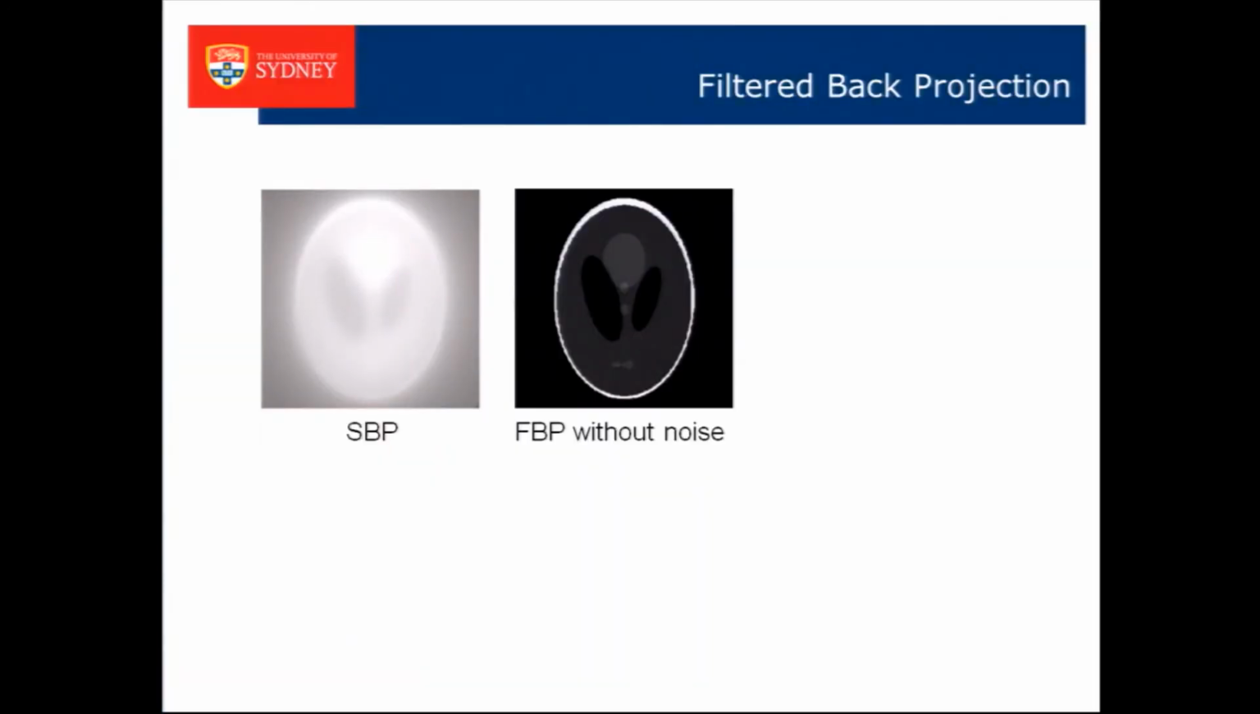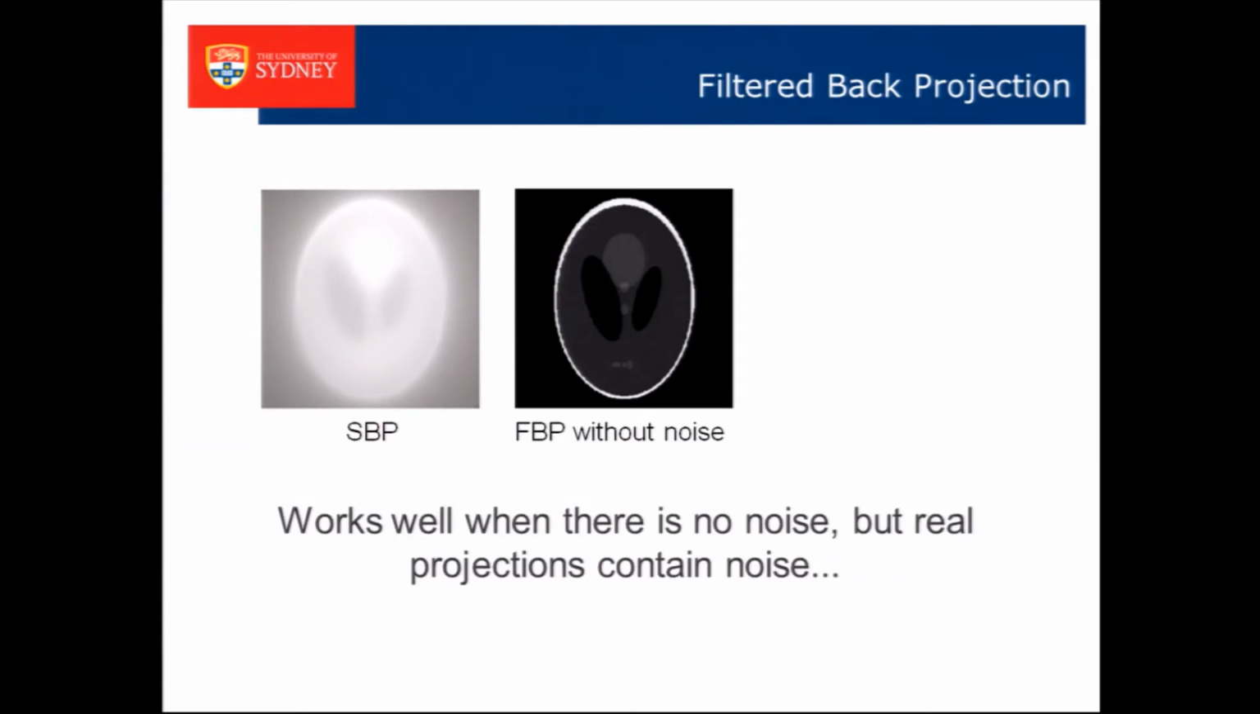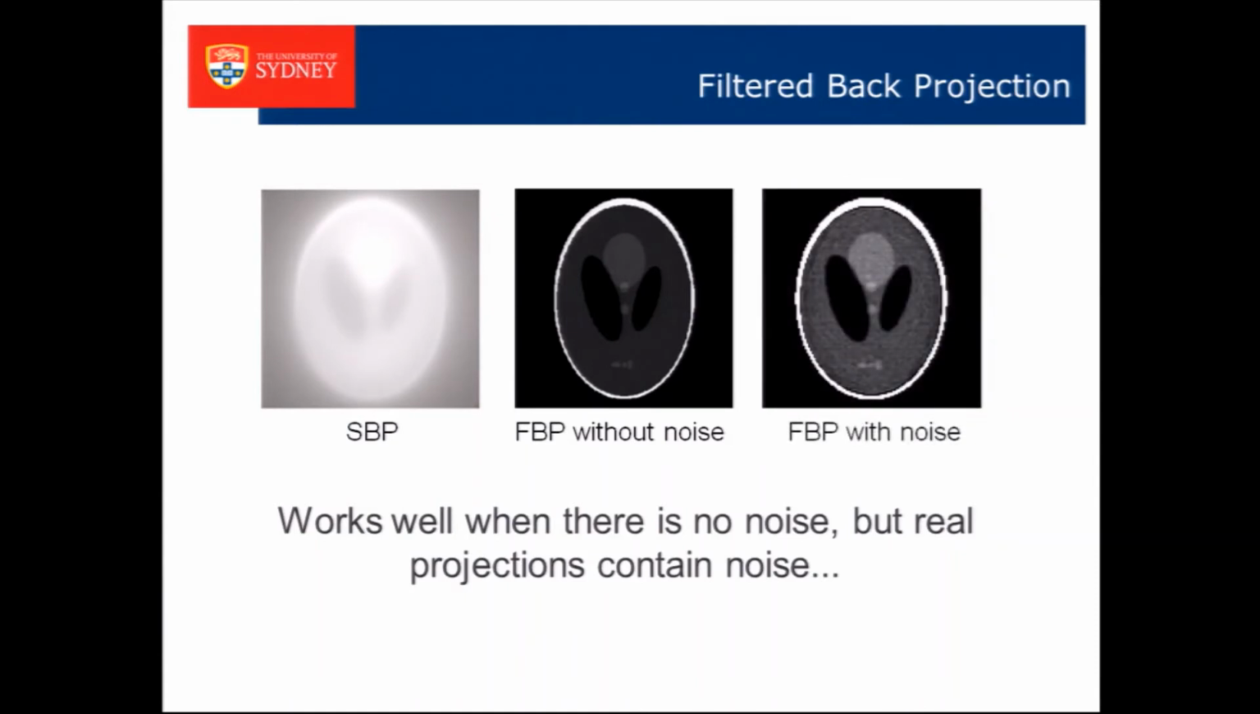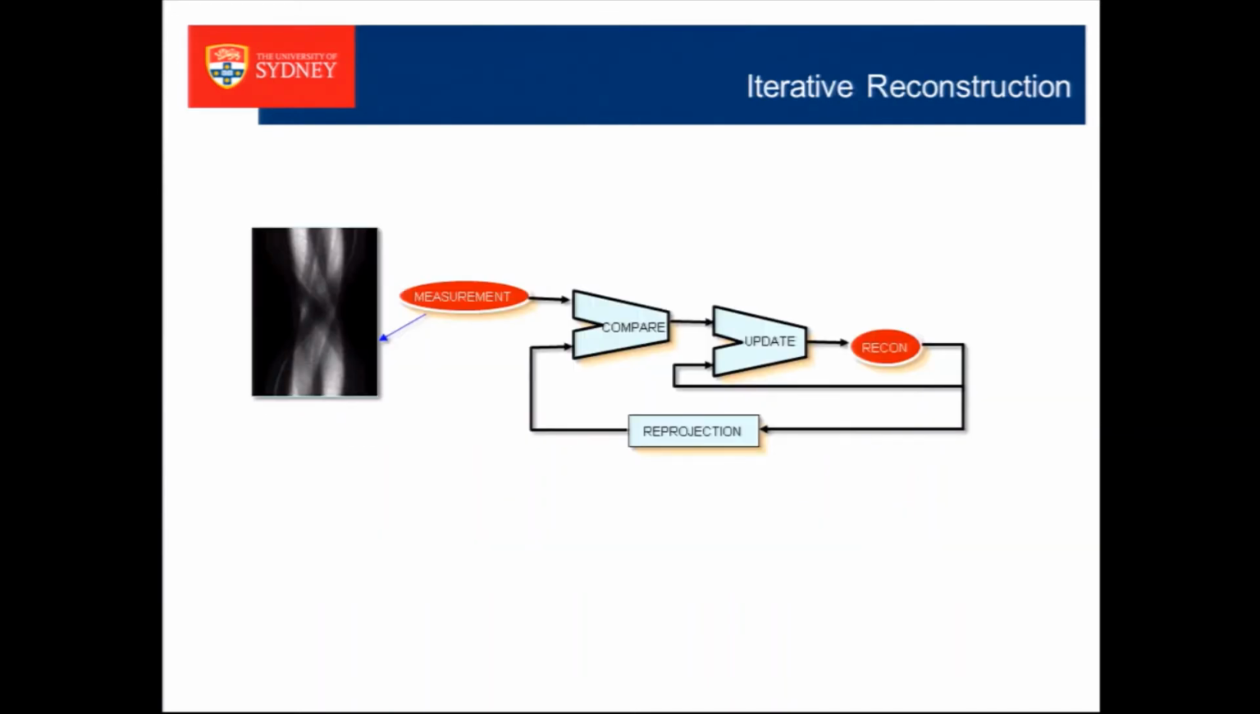However, there is a problem with filtered back projection. It works very well when there is no noise or very low noise, as in CT. But real projections in PET and SPECT contain noise, and therefore filtered back projection produces a noisy image with streaks and artifacts if we have a lot of noise. Another way to reconstruct the data that overcomes that problem to some extent is iterative reconstruction.